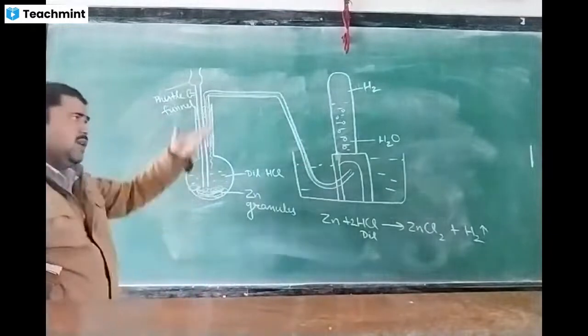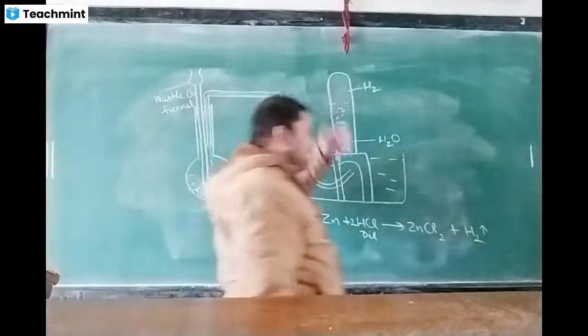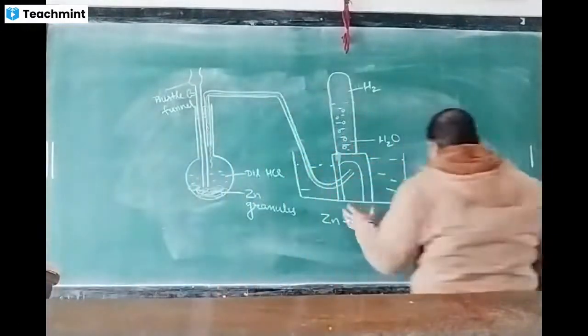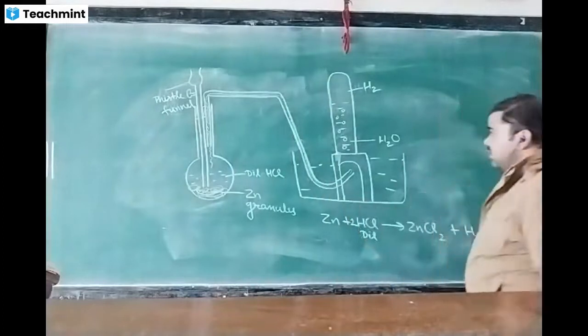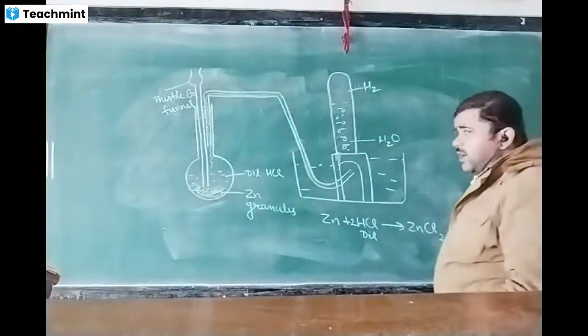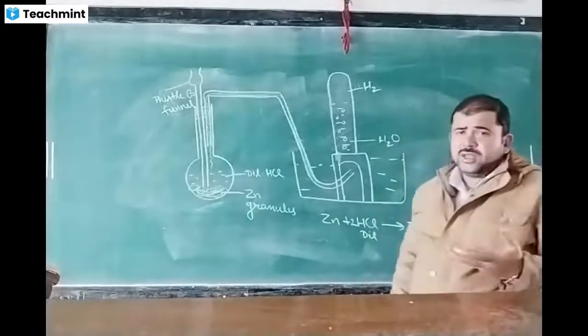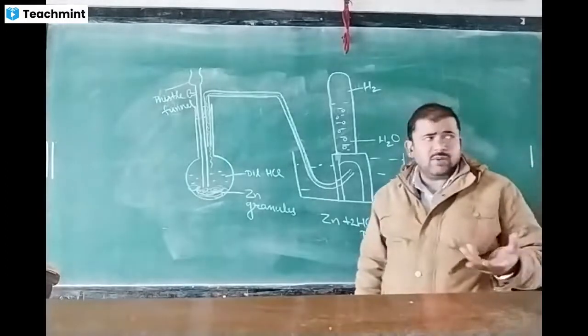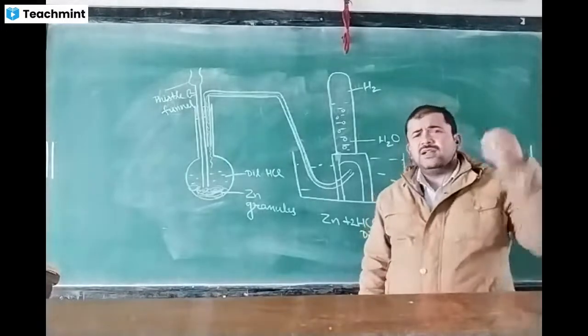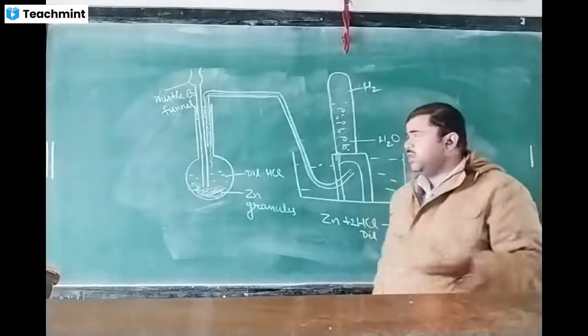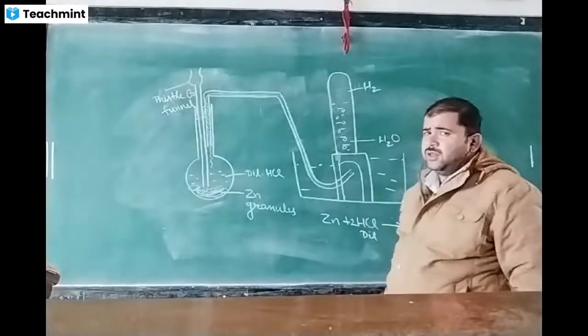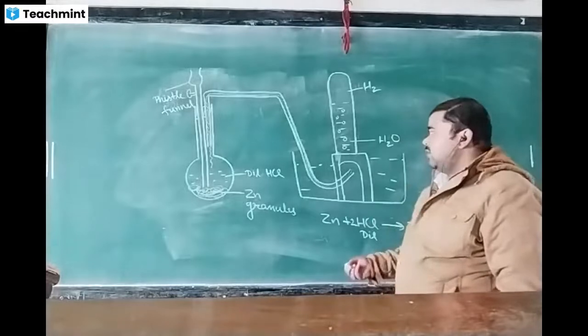So by this experiment, we can collect the hydrogen gas in the empty place. Here a question arises in this experiment: why are we using the downward displacement of water? We know that hydrogen gas is immiscible in water, meaning very slightly soluble, negligibly soluble in water. So that's one reason.